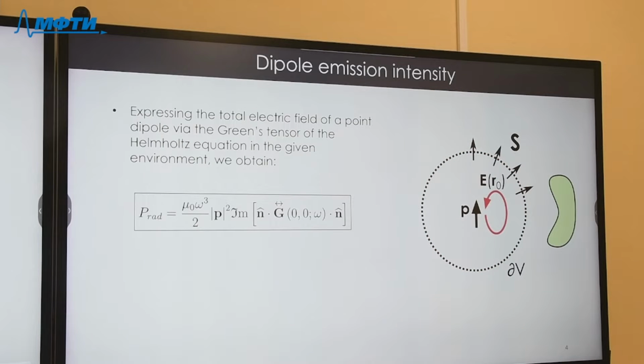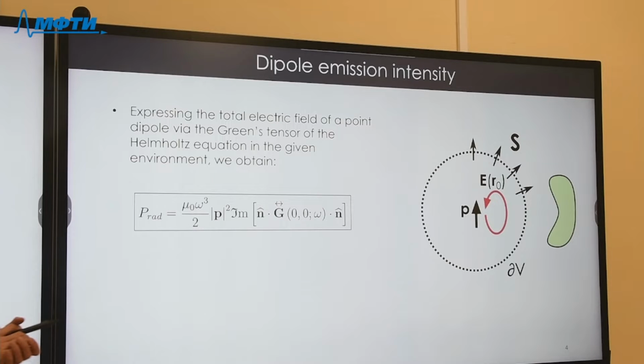And if we now express the electric field via the Green's tensor of the source, and we combine the different terms into p squared, then we obtain this simple expression, which says that the emission intensity of a point dipole can be expressed as a product of the magnitude of the point dipole and the imaginary part of the Green's tensor at the origin, at the location of the dipole. We assume for the moment that the dipole is located at the origin of our Cartesian system. And also notice that the Green's tensor on both sides is multiplied.